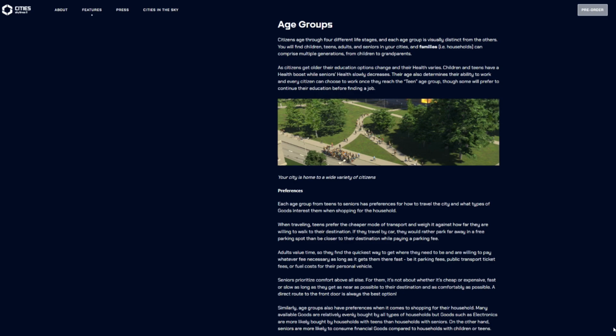Cool. But moving on to preferences, each age group from teens to seniors has preferences for how to travel the city and what types of goods interest them when shopping for the household. When traveling, teens prefer the cheaper mode of transport and weigh it against how far they're willing to walk to their destination. If they travel by car, they would rather park far away in a free parking spot than be closer to their destination while paying a fee.